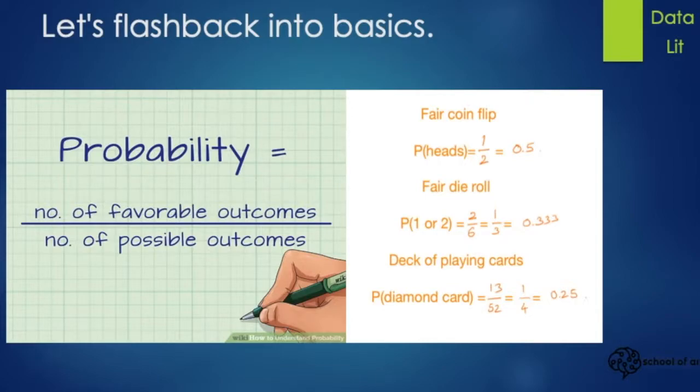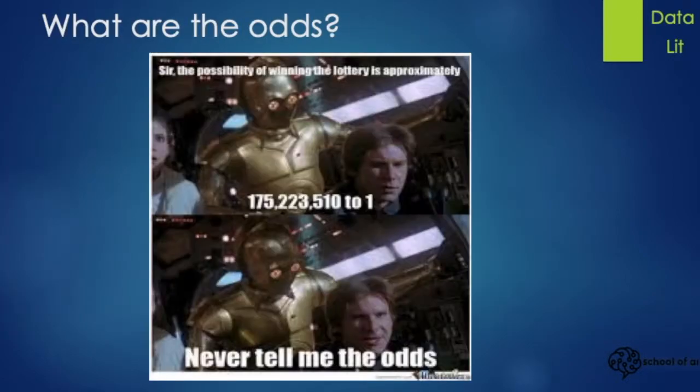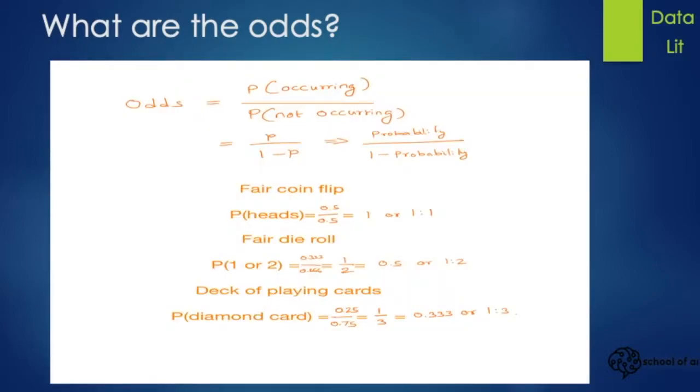So this is probability. Now let's move forward to see what the odds are. If you remember from the Star Wars movie, our favorite C-3PO is letting our friend Han Solo know that his chances are nearly impossible. He says, never tell me the odds. I guess now you will get an idea of what odds are. Odds is the probability of occurring versus the probability of not occurring. So we could say probability divided by 1 minus probability, that is the yes or no.